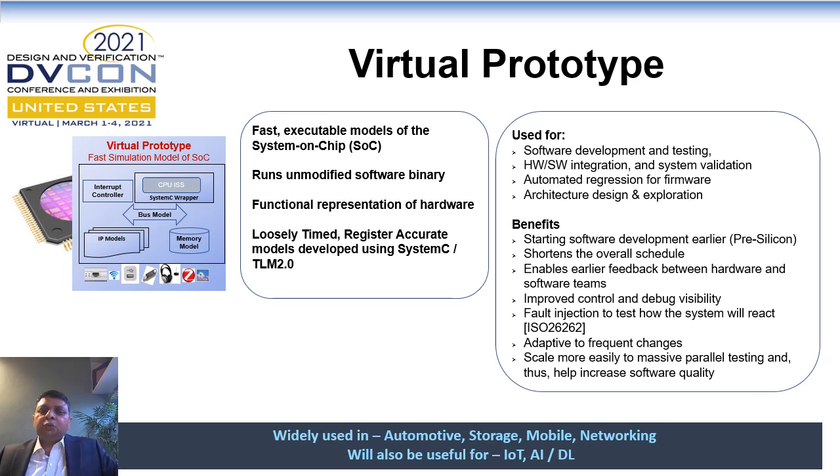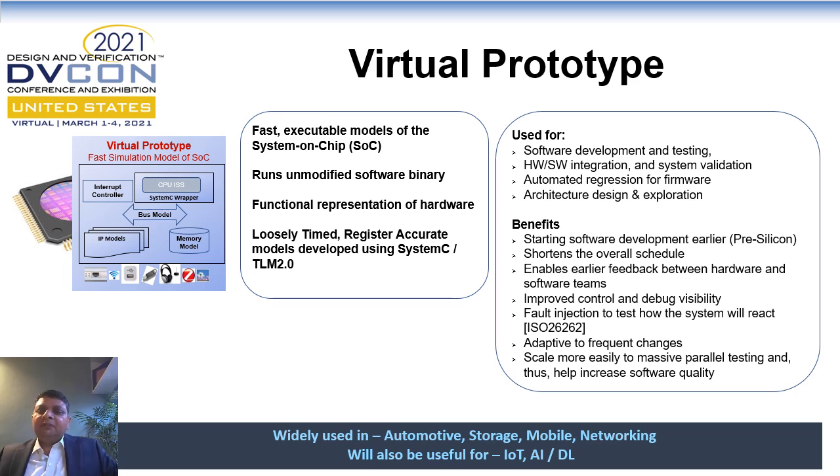Virtual prototypes are used for software development and testing, hardware software integration and system validation, automating the regression for the firmware, or architecture design and exploration, etc. One of the primary benefits of virtual prototypes is that it allows us to start the software development quite early in the cycle, even before the RTL is available. Hence, it shortens the overall schedule of the project.